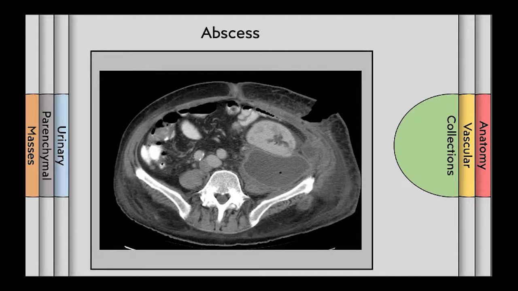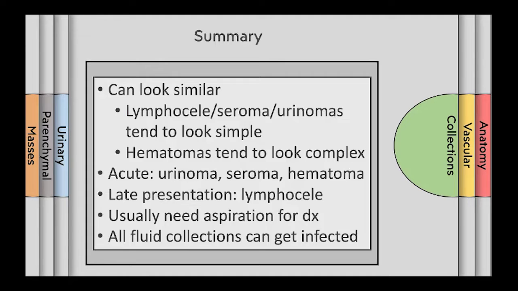Any one of the above collections can become infected. Additionally, pyelonephritis can, if untreated, lead to abscess formation. These, like hematomas, can appear as complex collections. On CT, the presence of rim enhancement, as is seen here, and gas, as seen centrally, raise suspicion for abscess formation.